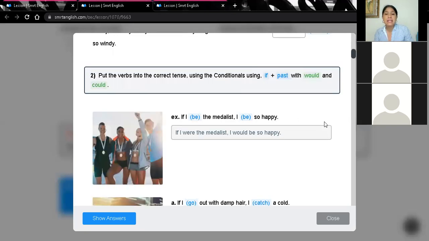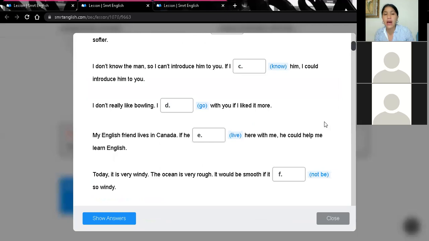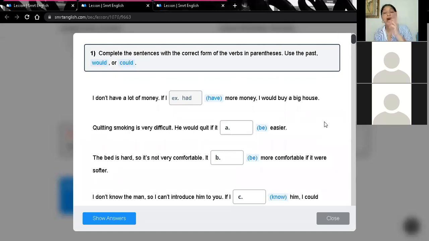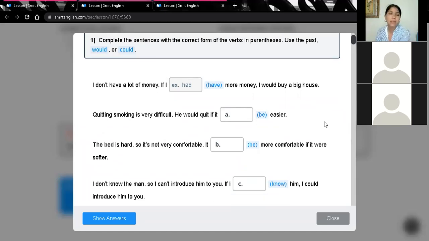So basically the only thing you have to do is to change the verbs you have in parentheses to the past tense. For example, here in the first one, we had to change it into the past tense: "I don't have a lot of money. If I had more money, I would buy a big house." But in the letter B, it says, "The bed is so hard, it's not very comfortable. It more comfortable if it were softer." I already have the sentence with if. It means that here I'm going to use would or could. So that's what you have to notice, okay?